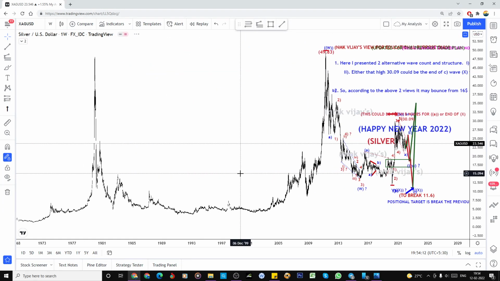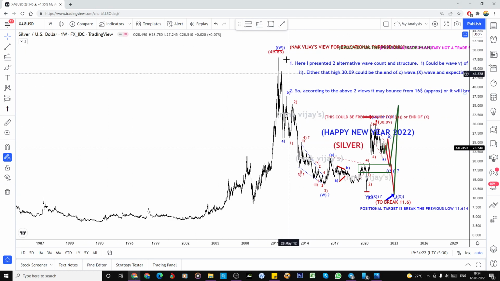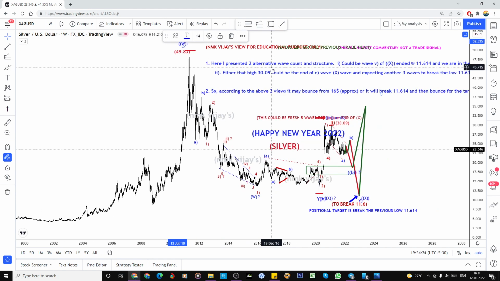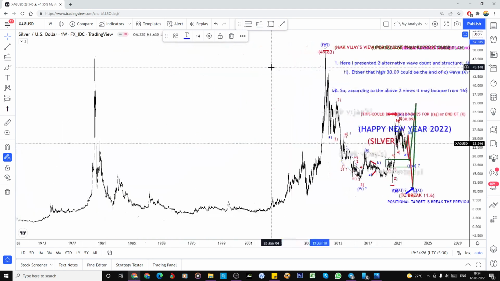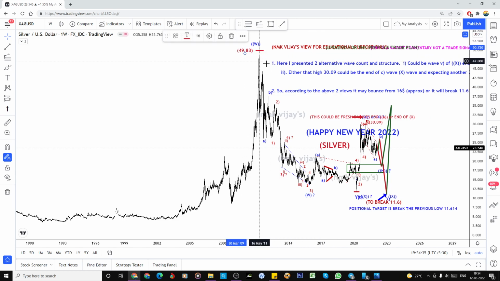Silver also, look at this, is the A, B, and C. So the 1-3-3 way structure got completed, and it already took the previous high. So somewhat here I took this as a W. This is the weekly. Previously it had already reached 47, and then again one more high. So it's already nearly 49.83.